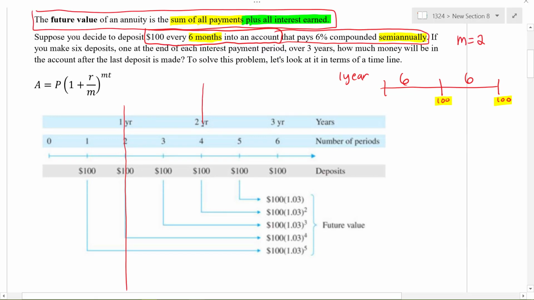Here's the end of the second year, and we've made 2 more deposits. And here's the end of the third year, and we've made 2 more deposits. So we're doing this for 3 years. We have a total of 6 periods or 6 deposits in this timeline. At the end of each interest payment period over those 3 years, how much money will be in the account after the last deposit is made?